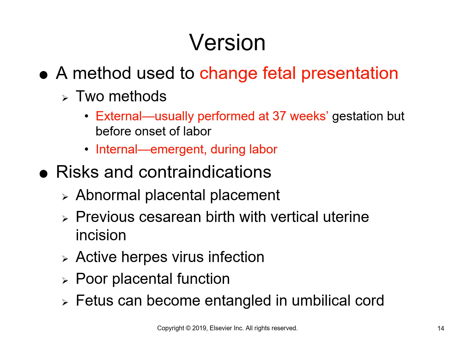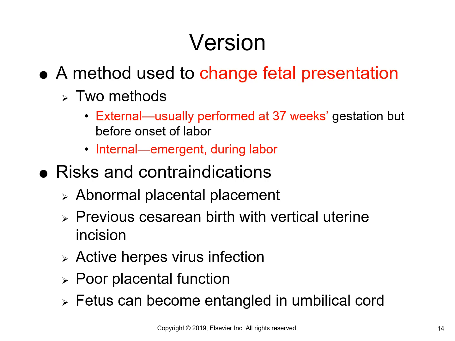And then there's risk and contraindications for this version. So remember, we're manipulating the fetus itself while it's still inside when you have your external procedure. Risk and contraindications: you might have an abnormal placental placement. For those with a previous cesarean birth, they might have a vertical incision, so there's a risk of opening that uterine incision or that uterine scar.